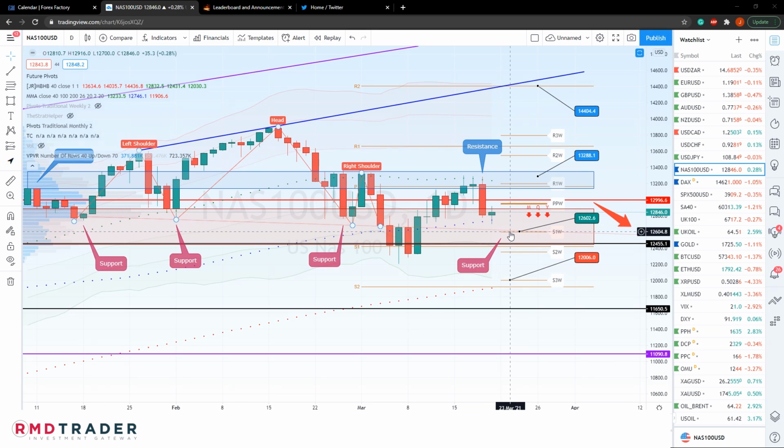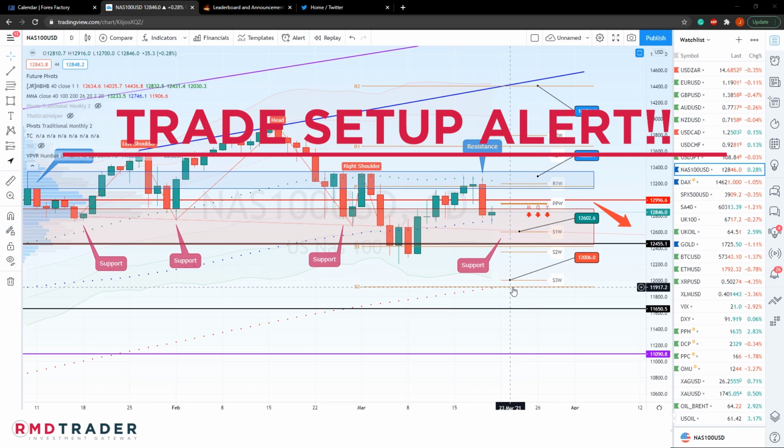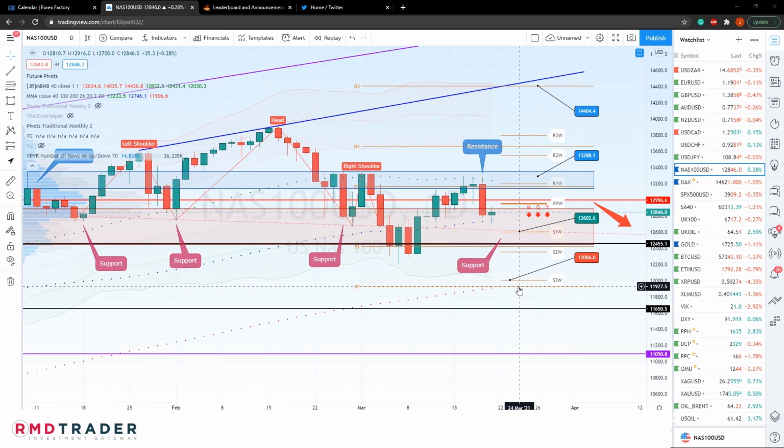A break below that will very likely see this head and shoulders play out with initial support near the daily 200 SMA and monthly S2 near 12,000. And of course, a break below that could even see a target as low as 11,090.